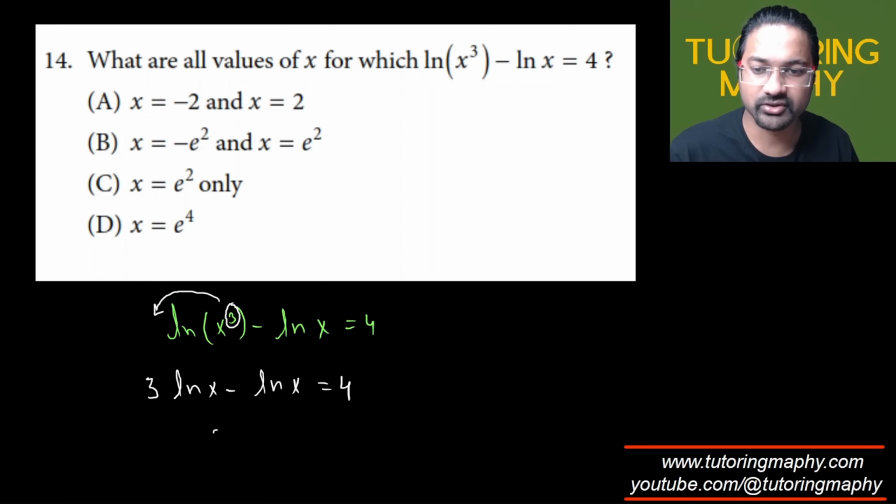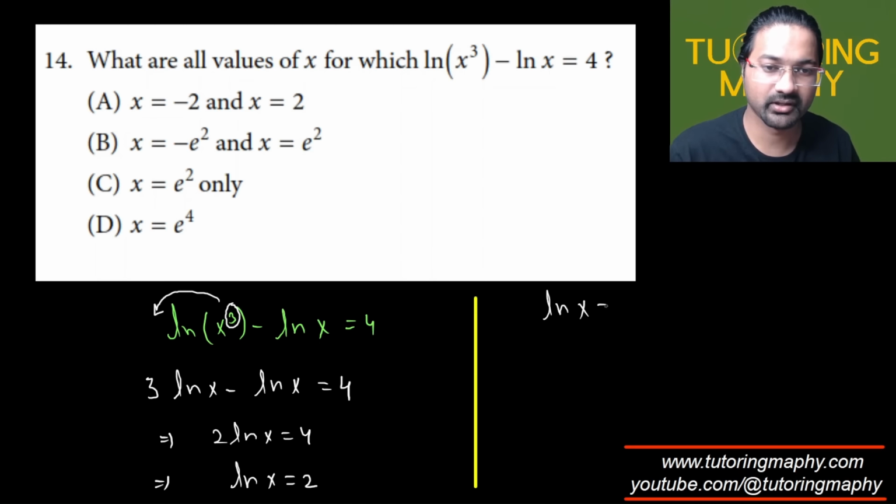3 ln x minus ln x is 2 ln of x, that is equal to 4, which means that you're going to divide both sides by 2, so ln of x will just be 2. Let me just separate my work over here. So if ln of x is 2, what will be the value of x? You just pretty much take an anti-log on both the sides.